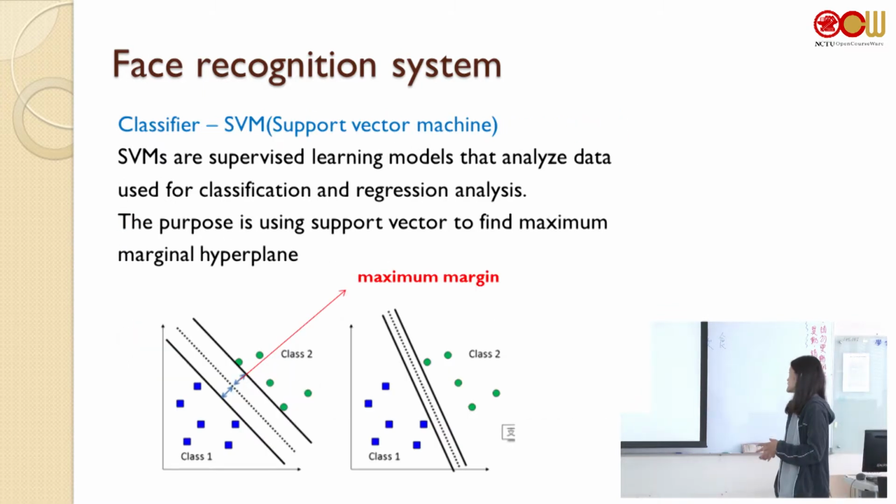The next part is the classifier we use. We use the support vector machine. This is a supervised learning model used for classification or regression analysis. The simple concept of the SVM is using support vectors to find the maximal margin hyperplane.